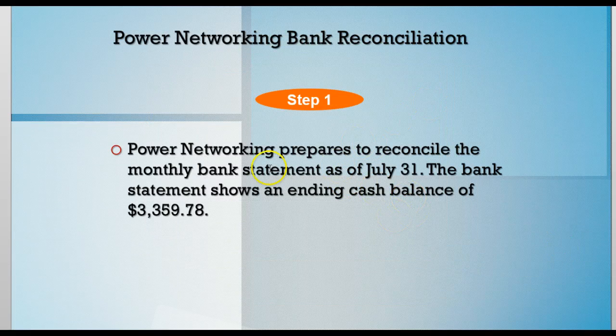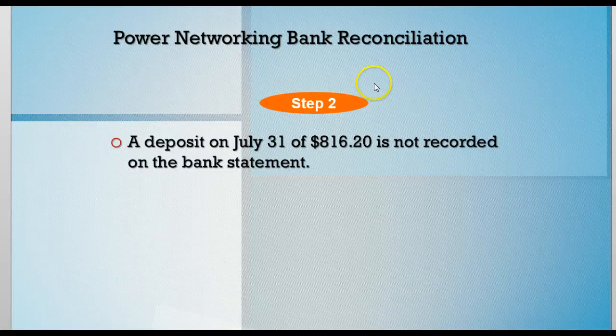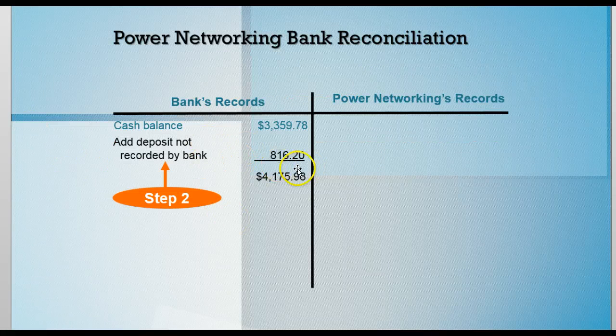Now, if you step through it step by step, let's kind of look at this. So we'll use Power Network. The bank statement shows 335978. So let's go to the next one. Step one, you put that on; that's the cash balance per the bank records. Now, step two, there's a deposit on your books that's not recorded on the bank statement. So what do we do with that? We add it. So now I have a new balance here.